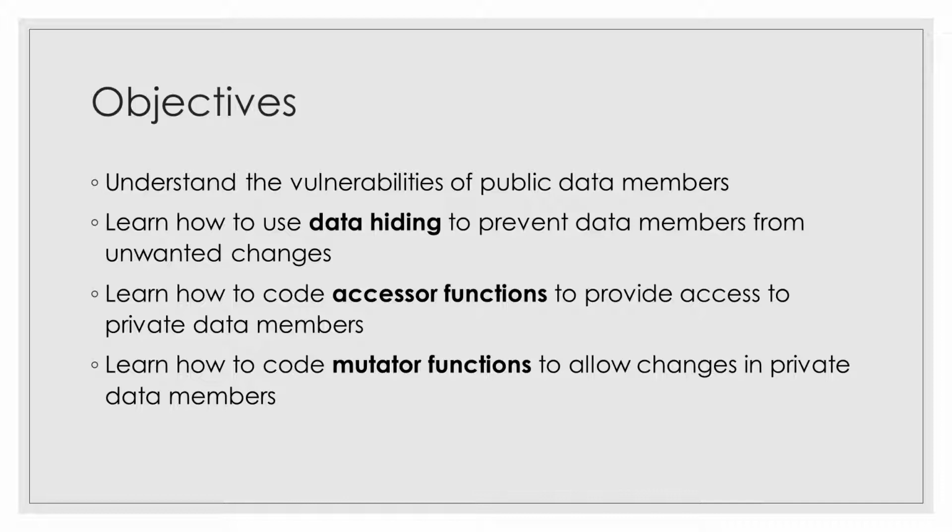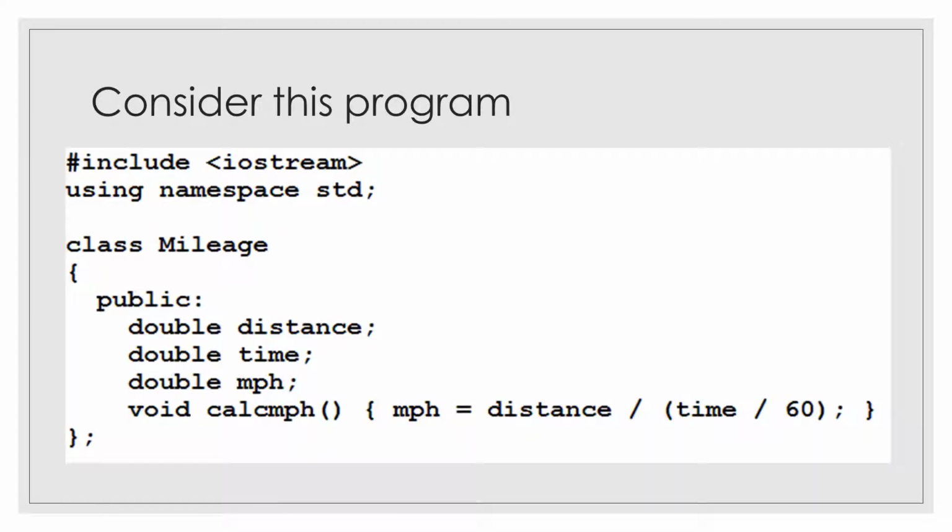Our objective today is to expose the vulnerabilities of public data members. We'll learn how to use data hiding to prevent data members from unwanted changes. And we'll learn how to code accessor functions and mutator functions to give us access to and allow us to change those hidden variables. So let's start out with this example.